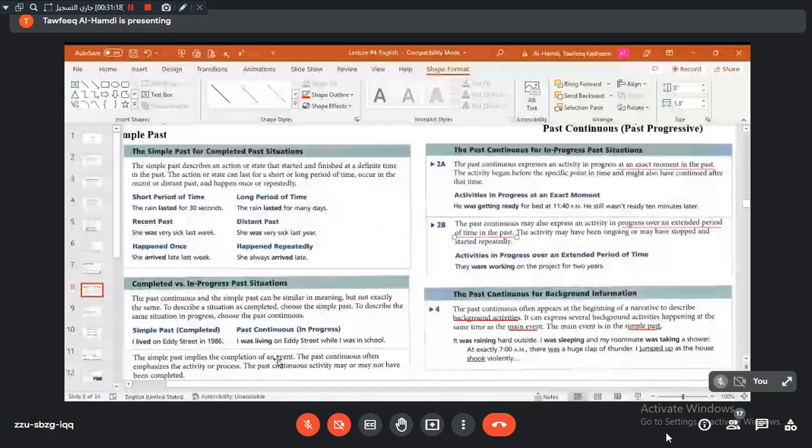So, for example, he wrote a letter in the library and mailed it on his way home. He finished the letter. He was writing a letter in the library when the lights went out. We don't know if he finished the letter. In this sentence, I don't know whether he finished writing the letter or not.